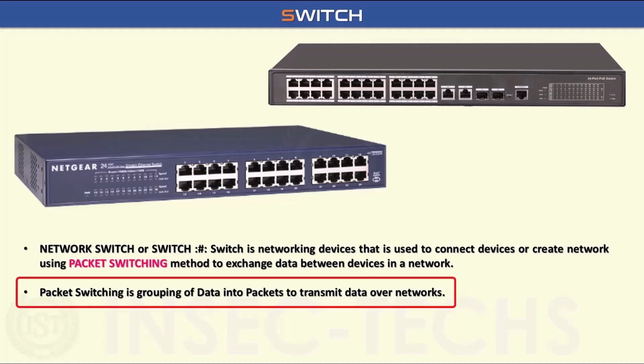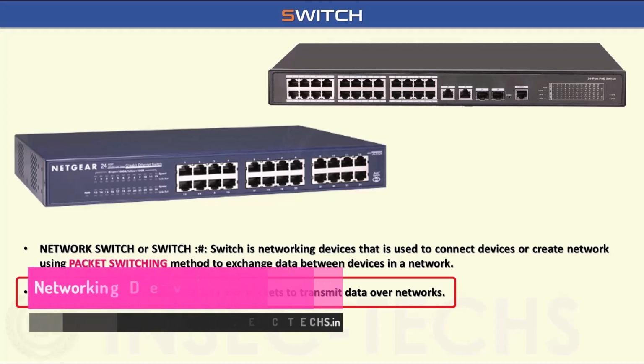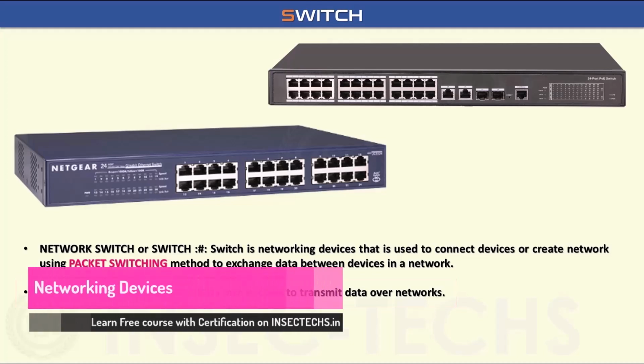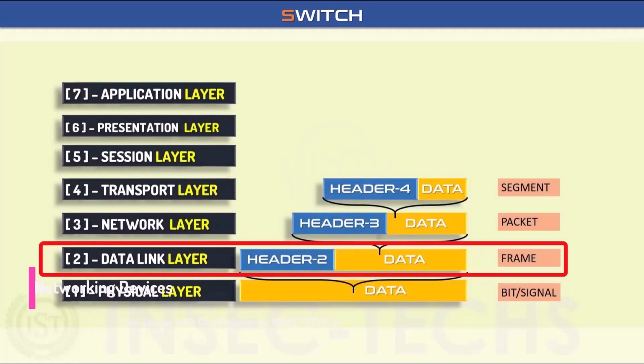Packet switching is nothing but grouping of data into packets to transmit over the networks. A packet or a data packet is nothing but a datagram, a small block or unit of data, or you can say a frame of data, and data packets together form a message. So switches use the packet switching method to transmit or exchange data between the devices in a network. And like a hub works at layer 1 in the OSI model, switches work at layer 2, that is the data link layer of the OSI model. Again repeating, don't worry about the OSI model. We will discuss the OSI model in the same module in a different class.